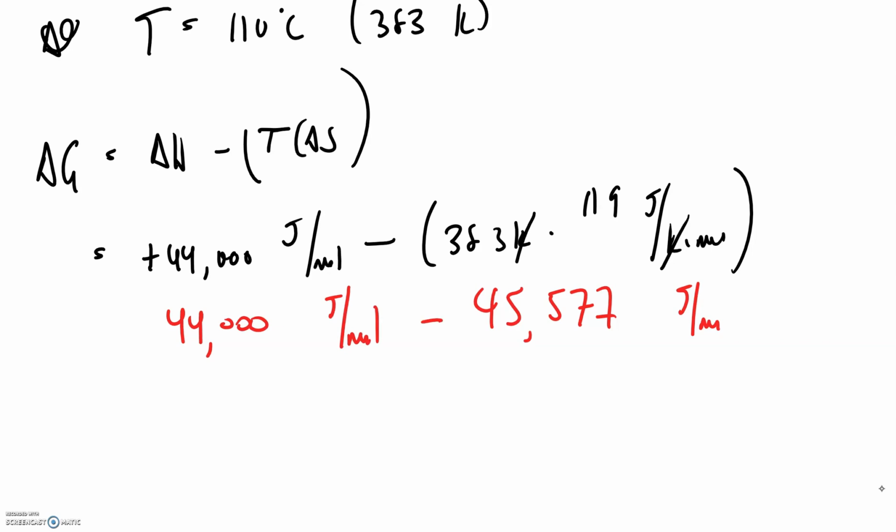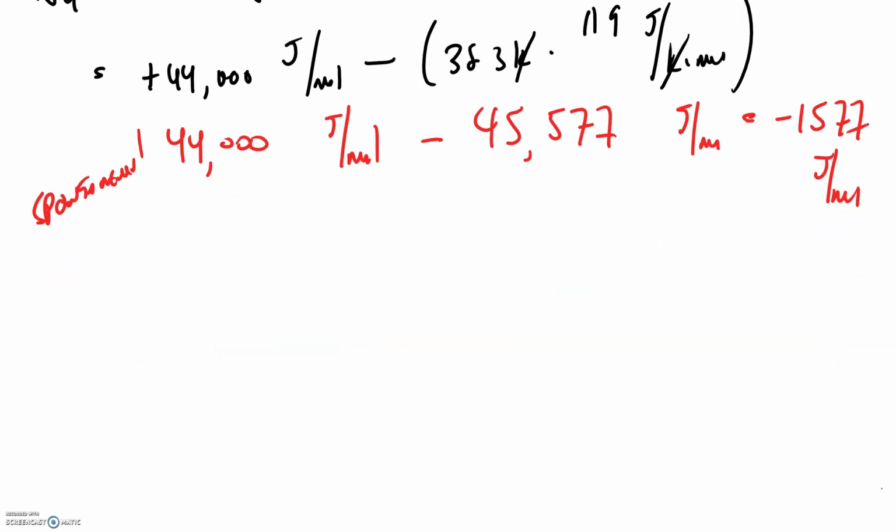So, is our reaction spontaneous? It has to be negative for it to be spontaneous. 44,000 minus 45,577. Negative 1,577 joules per mole. And that reaction is spontaneous. So it makes sense. We know that the reaction is going to be spontaneous over 100 degrees Celsius.